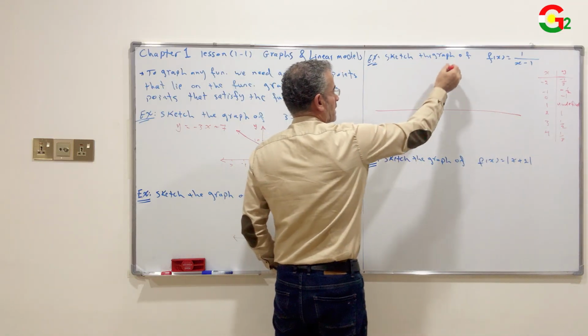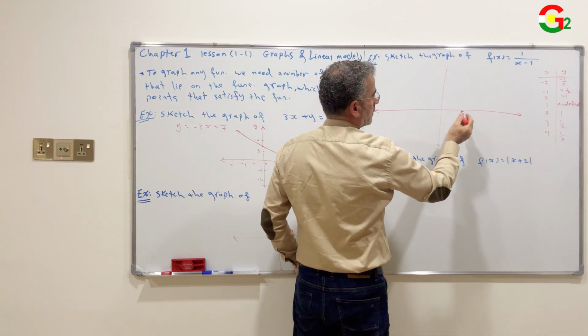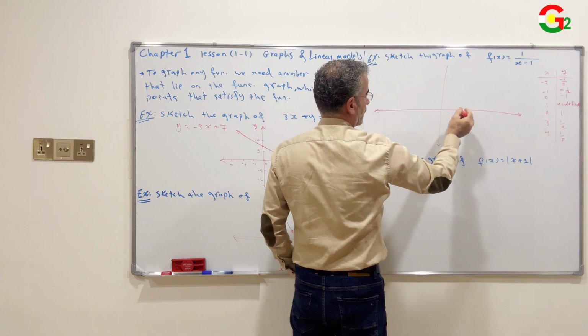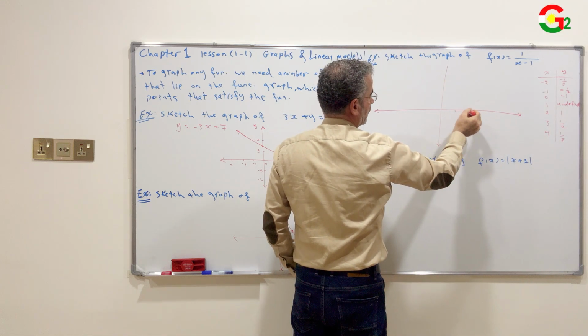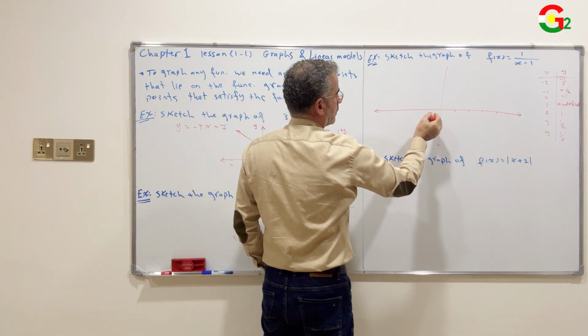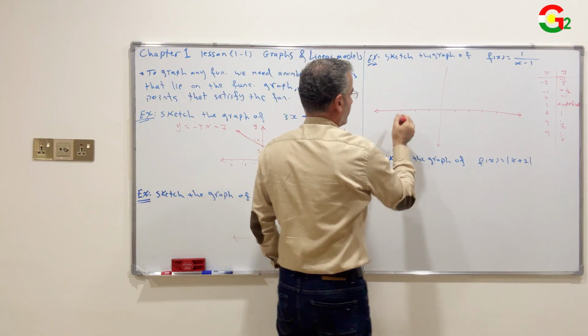Draw the axes, divide the x-axis from -2 to 4: 1, 2, 3, 4, and -1, -2, -3.